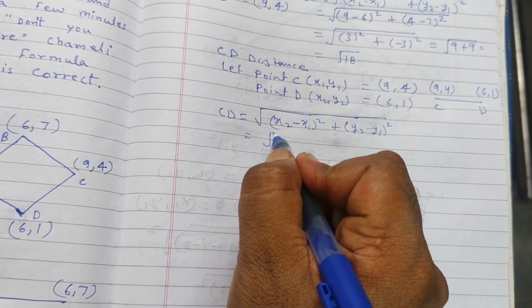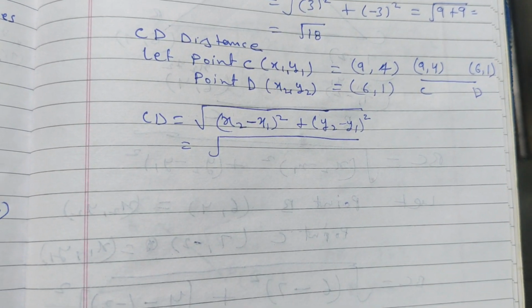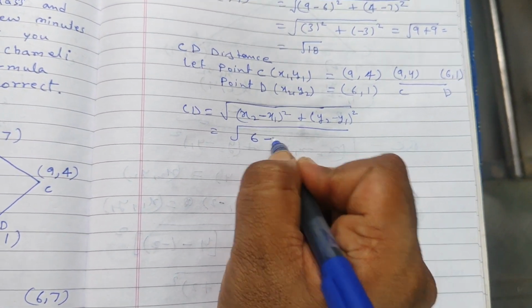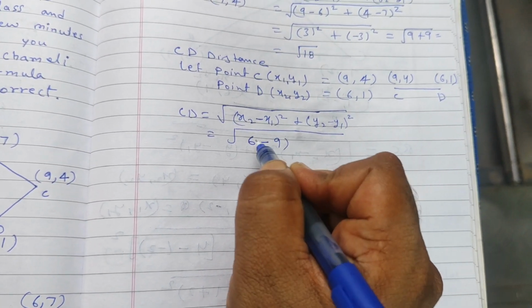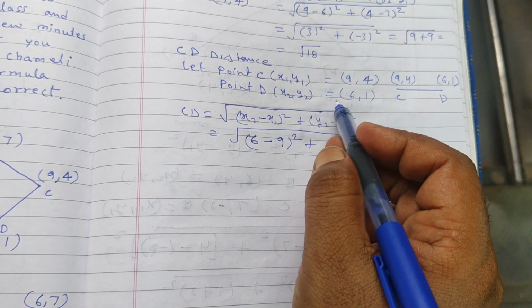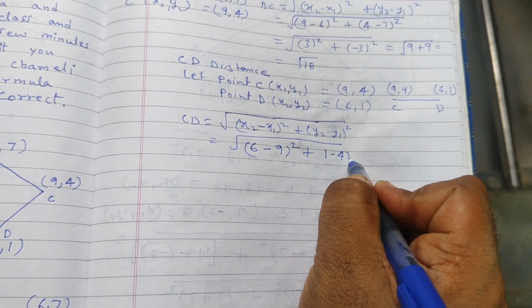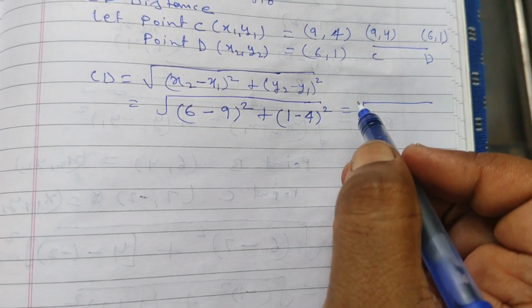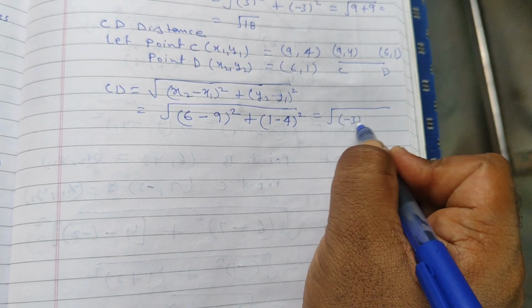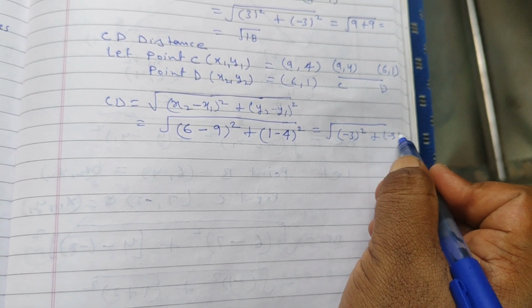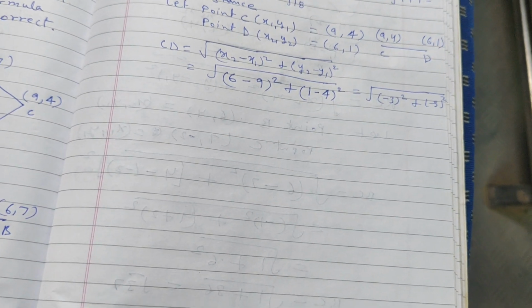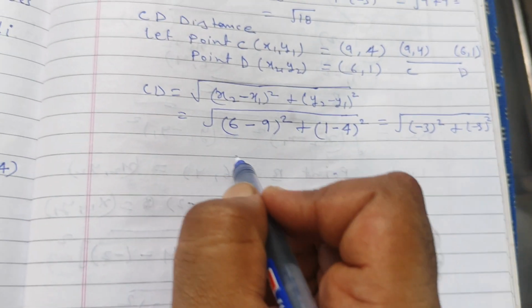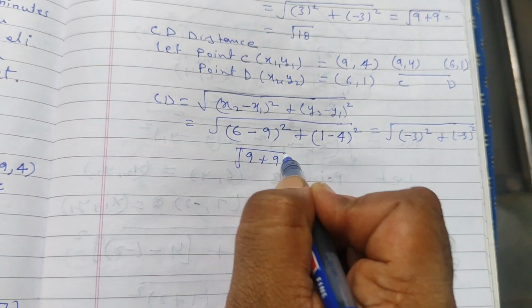So x2 is 6, 9, 1 minus 4. 6 minus 9 is minus 3, 1 minus 4 is minus 3. So 3 squared is 9, 9 plus 9 is 18.